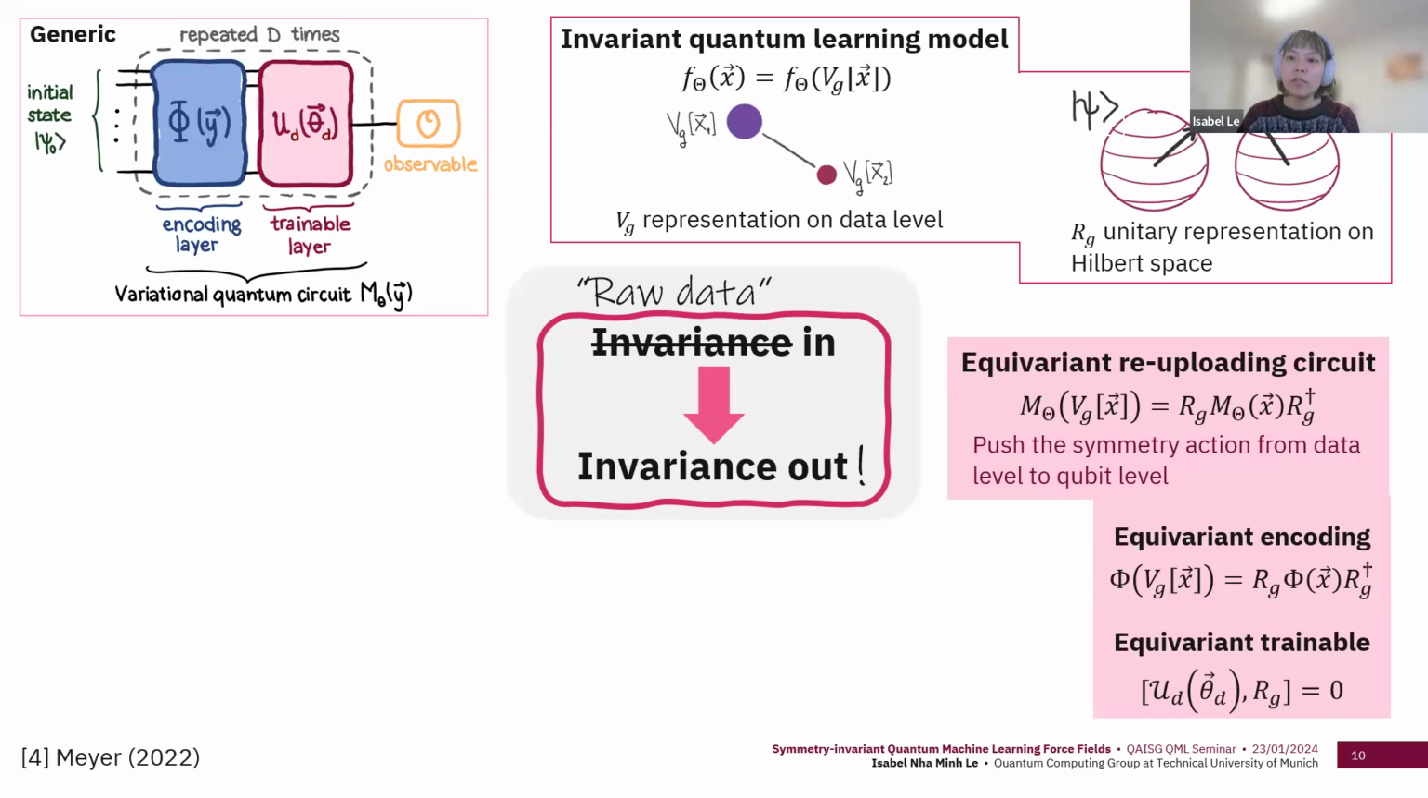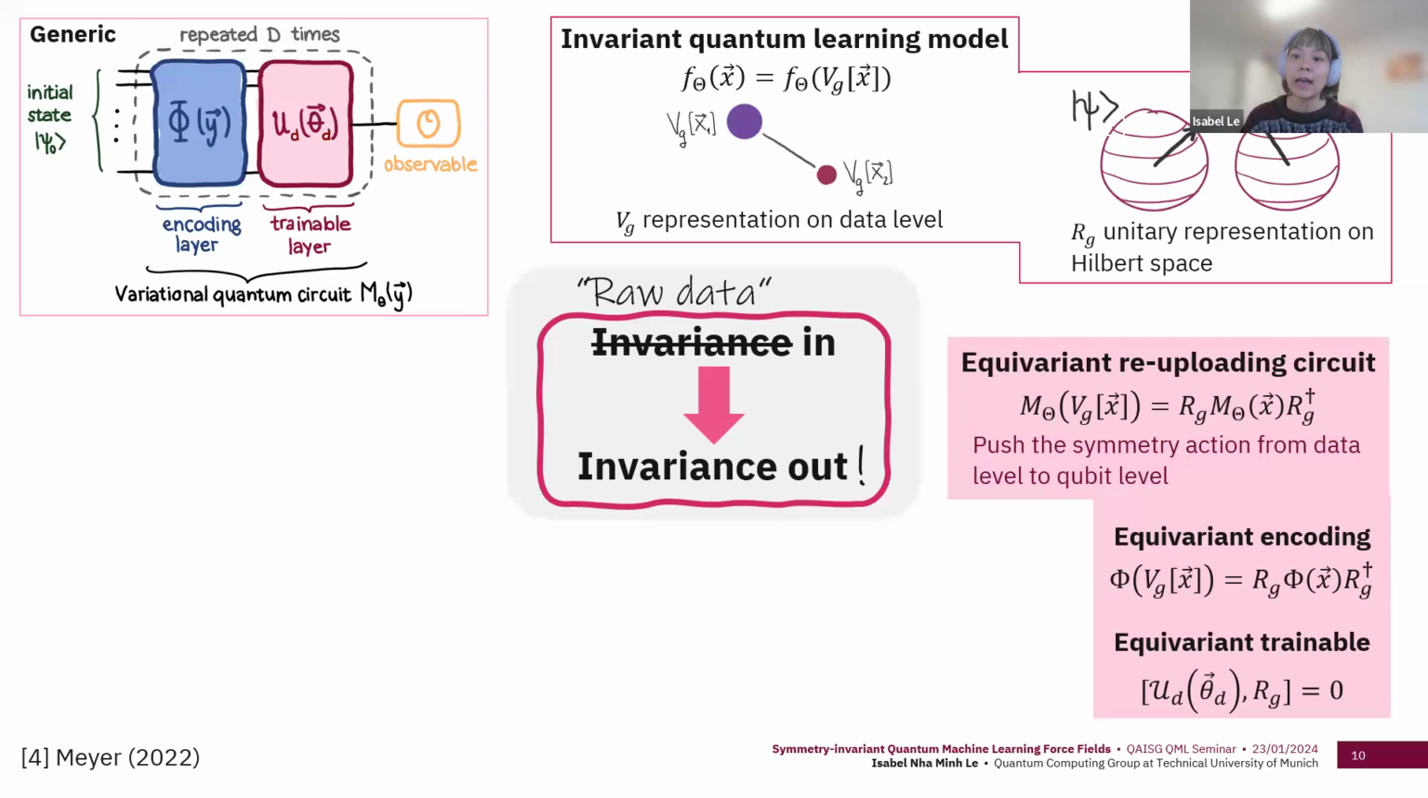To have an overall invariant model, our variational ansatz needs to be equivariant. So that's something that I've told you before about the forces. The forces are equivariant with respect to the symmetries and not invariant. In the case of the reuploading model, this just means that both the encoding and the trainable layers need to be equivariant. So what does this actually mean?